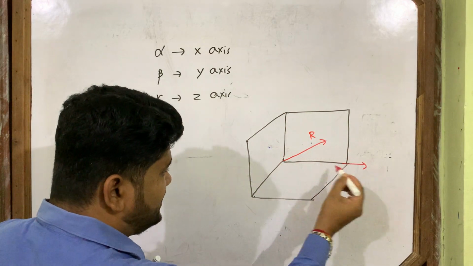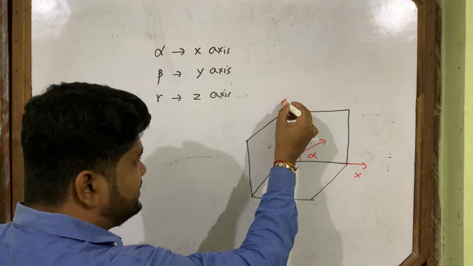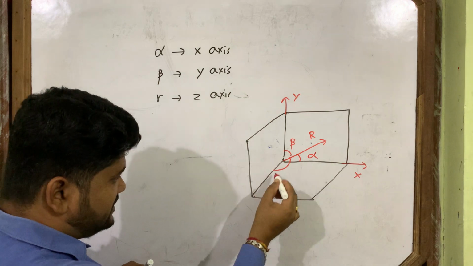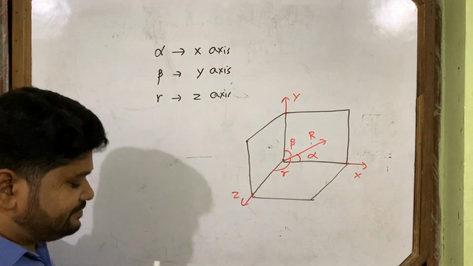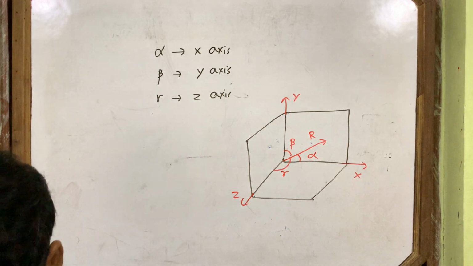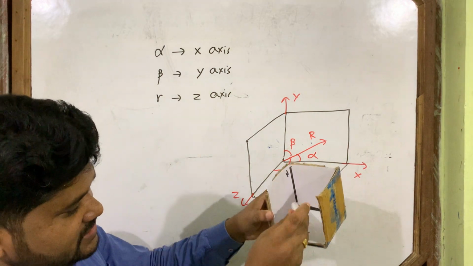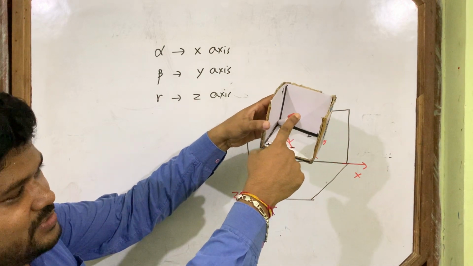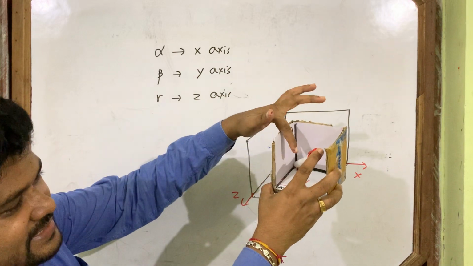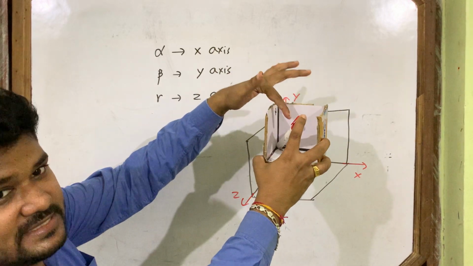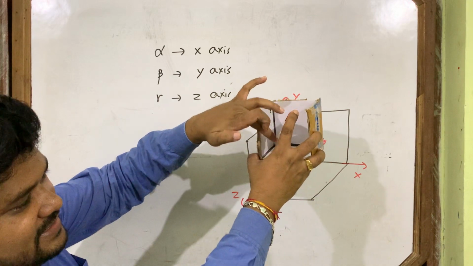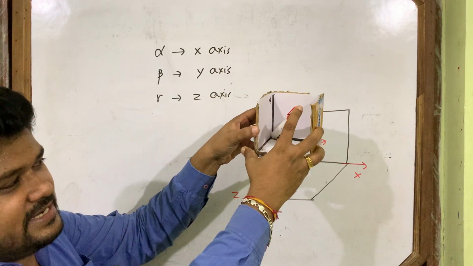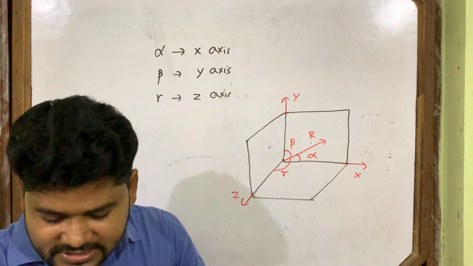That vector makes alpha angle with the x-axis, beta angle with the y-axis, and gamma angle, that is difficult to show, gamma angle with the z-axis. Alpha, beta, gamma. See, this is the vector. Now you see which angle is alpha, which angle is beta, and which angle is gamma. Gamma angle is this side. This is alpha angle this side. This is x-axis and beta angle to this side. Clear? So these are the angles.